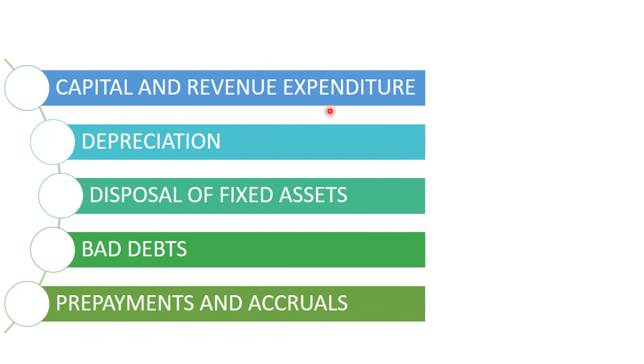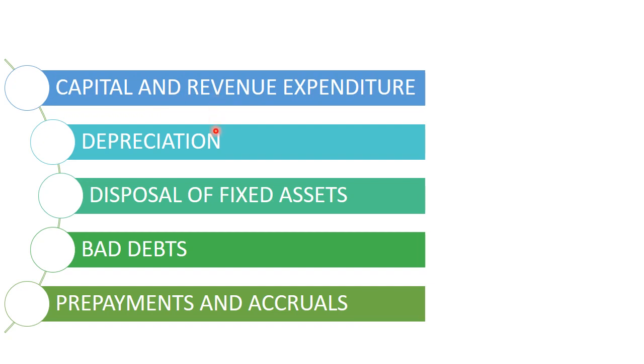So in this video we are going to discuss two types of expenditure, that is capital expenditure and revenue expenditure. We discussed a bit about this when we were just starting accounts, but we're going to go into a bit more detail to understand the importance of differentiating capital expenditure and revenue expenditure.